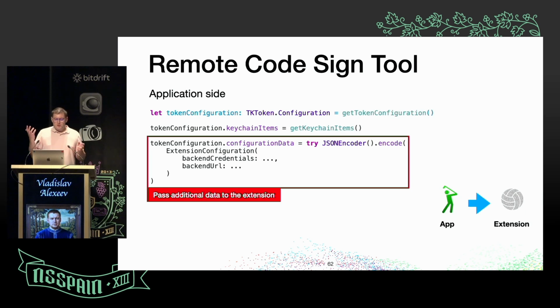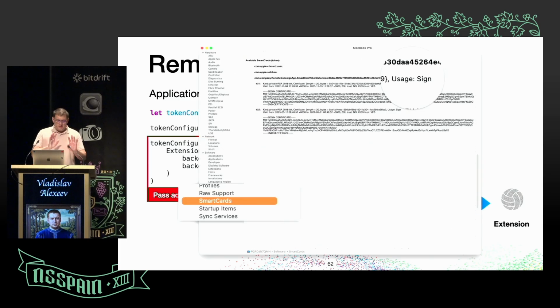So to get some information about what the backend URL is, what the credentials to the backend are, stuff like that, the application has to leave some bytes, and this configuration data allows you to pass some JSON, for example. All right, after you've done this, you can open the System Profiler application and navigate to the Smart Cards section, and you will be able to see all the registered signed identities there, and the usage for them will be that they can be used to perform code signing, which is what we want.